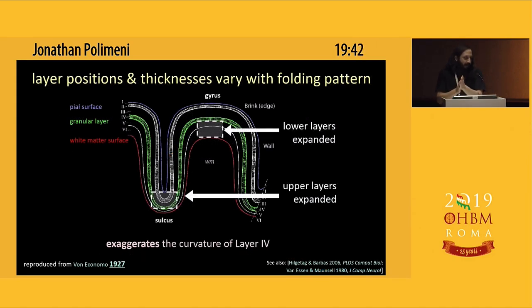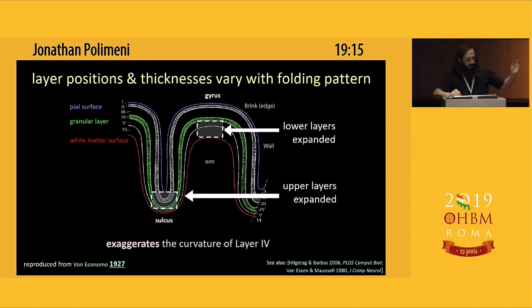Now, one challenge in estimating the positions of layers across the cortical depths is that layer positions and thicknesses vary systematically with the folding pattern. Here we can see that in gyri, the lower layers are expanded. In sulci, the upper layers are expanded. So if we consider layer 4, this granular layer shown in green, what this means is that layer 4 is sort of pulled up towards the pial surface in gyri and kind of pulled down towards the white matter surface in sulci. I like to think of this as sort of exaggerating the curvature of layer 4.